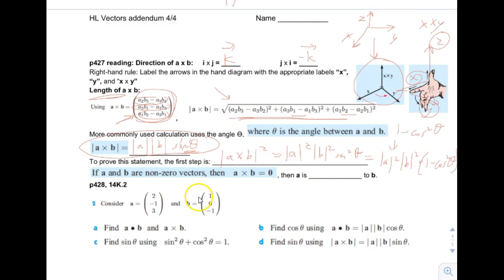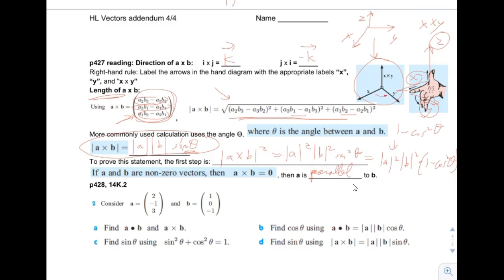Okay? All right. So I don't expect you to know the proof, but the important first step of the proof is this. Okay? If A and B are non-zero vectors, and A cross product B is equal to 0, then A is parallel to B. Okay. So you know how in scalar product, when we get A scalar product B is equal to 0, that told us that the two vectors were perpendicular to each other. And when we get A cross product B equals 0, that means that the two vectors are parallel to each other.